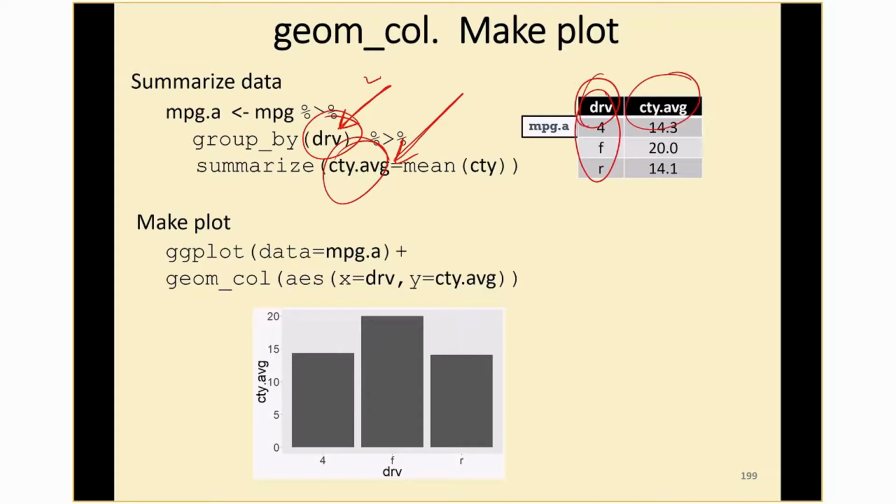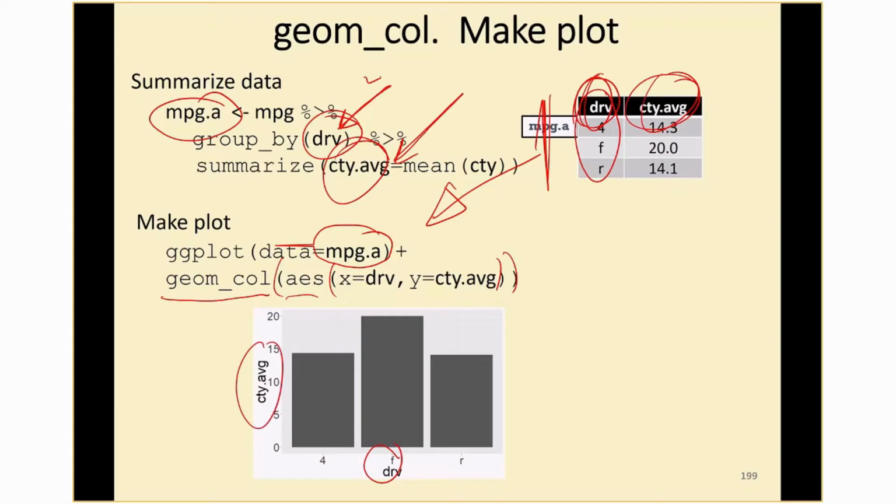Once we've got this data frame that consists of 3 records and 2 variables, we can make the plot with this code here. There's our plotting function. We specify the data frame that we just created, and then the syntax is pretty simple. There's our new geom with its open and closed parenthesis. Inside that, our aesthetic mapping with its open and closed parenthesis. We put drive on the x-axis and average city mileage on the y-axis.